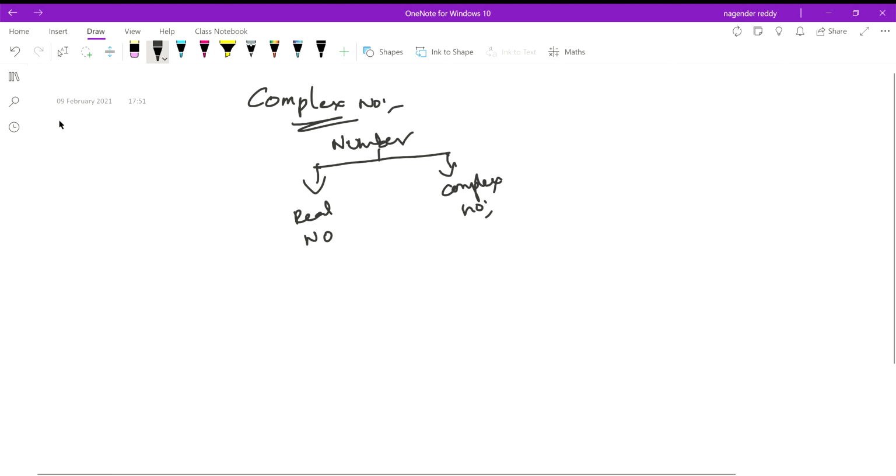What is the real number? Already we learned in the previous classes that real numbers include natural numbers, whole numbers, rational, irrational, and integers. All other things, fractions, improper fractions and proper fractions, all the numbers come under real numbers.